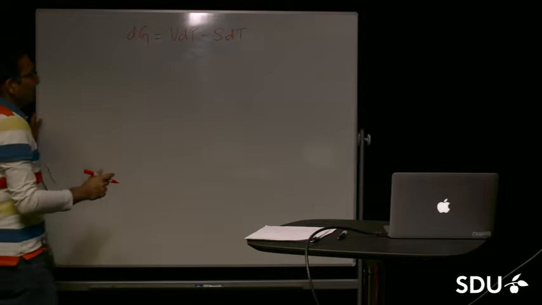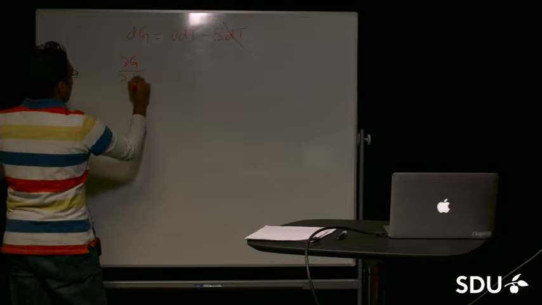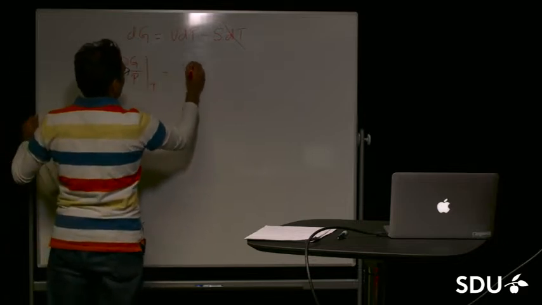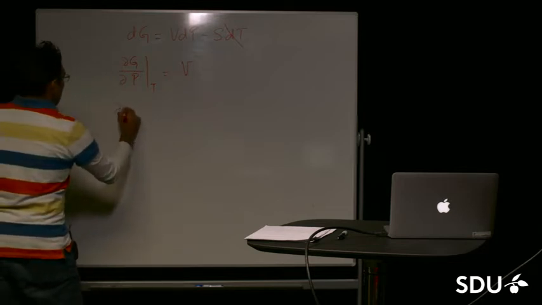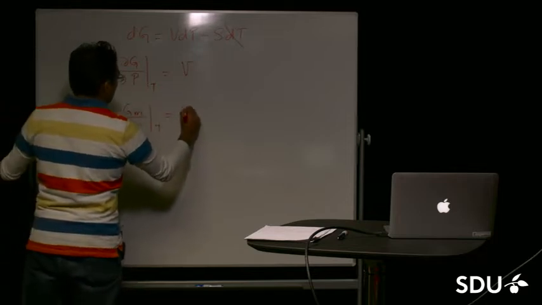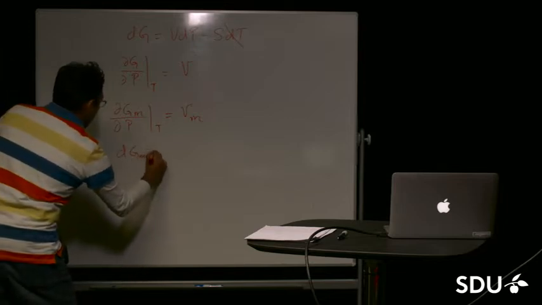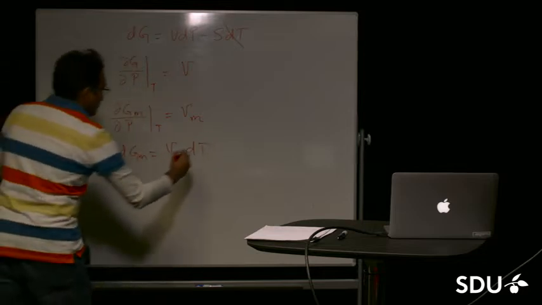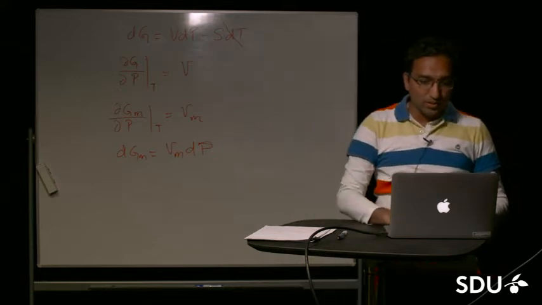Now, let us say the temperature is constant, so this term will fall off, and then you can say that the variation of Gibbs free energy with respect to pressure at constant temperature is simply given by the volume. And if I divide both sides by the number of moles, I can write this as the variation in the molar Gibbs free energy with respect to pressure at constant temperature is equal to the molar volume. Or at constant temperature, we can write this equation in this way. I'm sorry, this should be pressure.